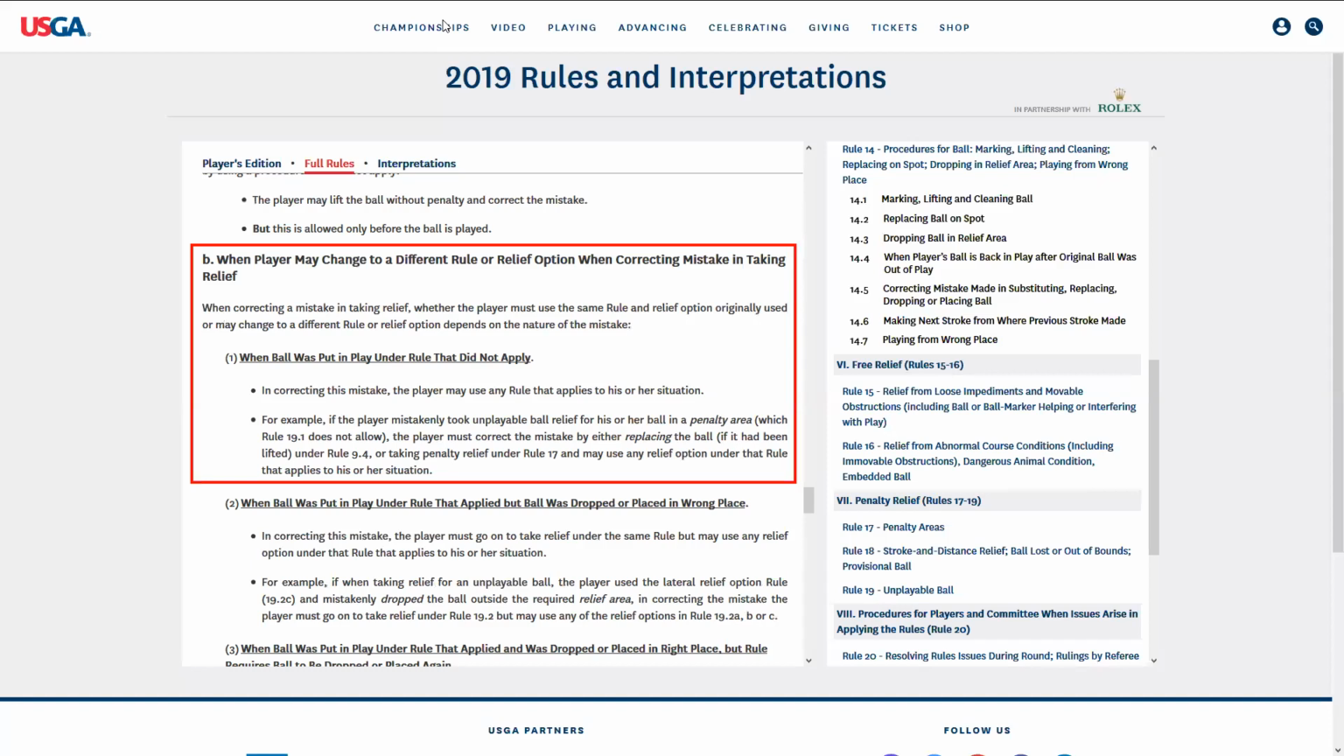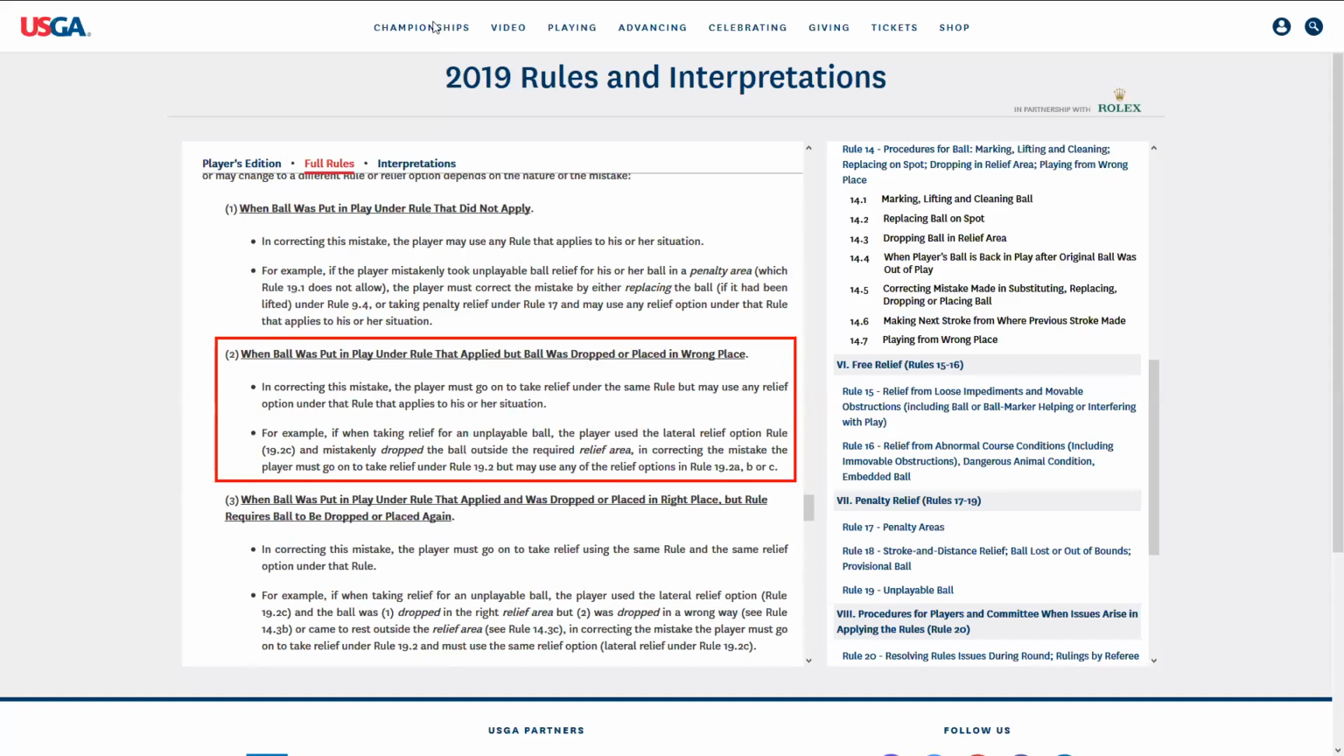All right, number 2. When a ball was put in play under a rule that applied, but the ball was dropped or placed in the wrong place, in correcting the mistake, the player must go on to take relief under the same rule, but may use any relief option under the rule that applies. So in this situation, the player is proceeding under Rule 19, which is the unplayable ball rule. The player then decides that they're going to drop within 2 club lengths, and instead of within 2 club lengths, they drop it within 3.